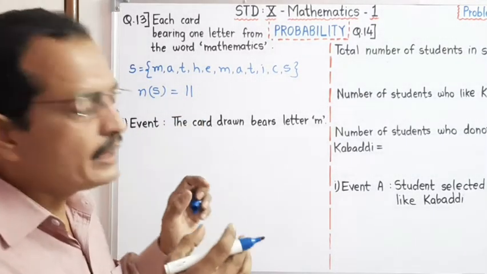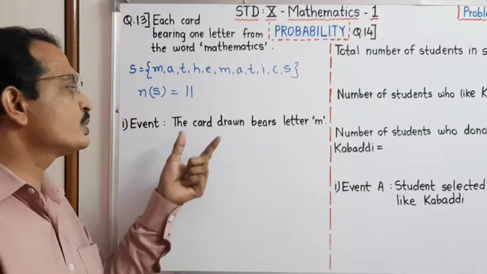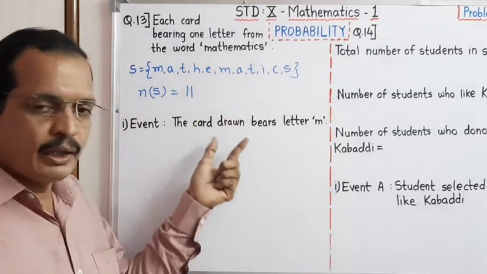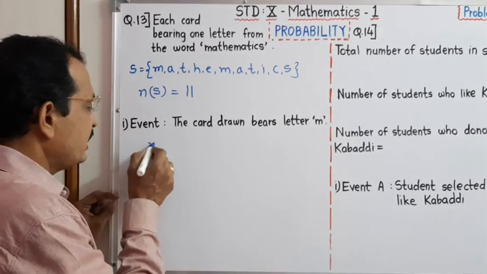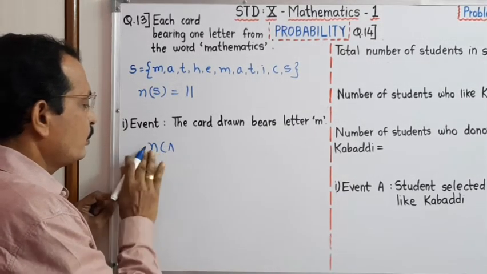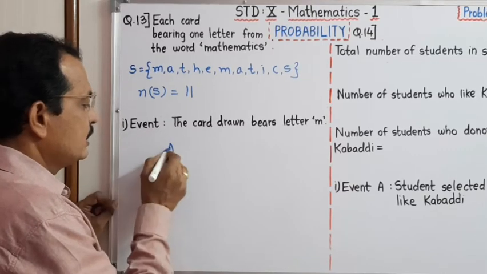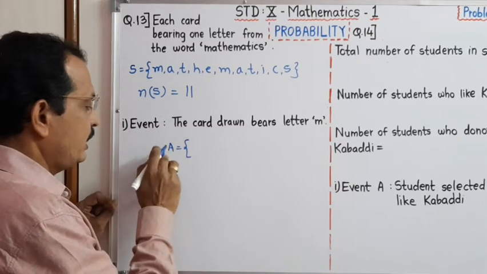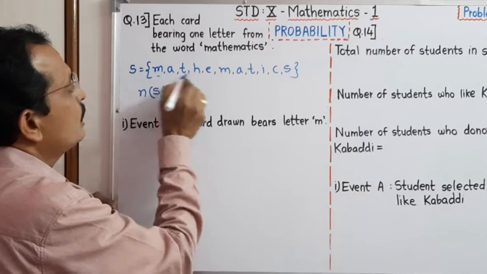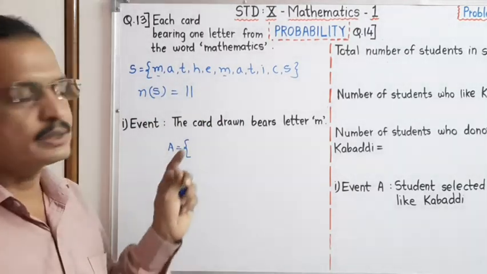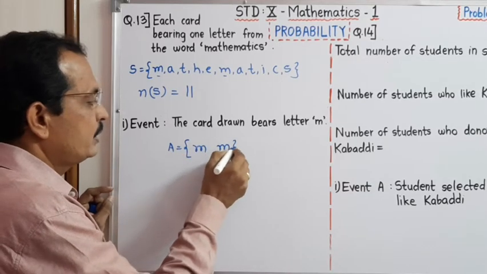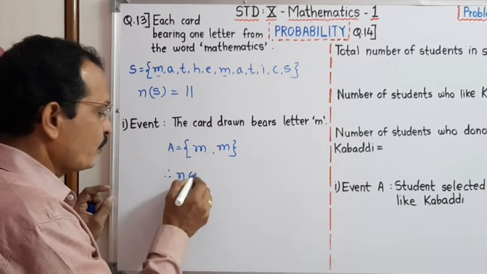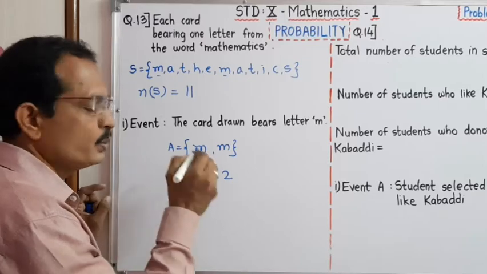Now from these 11 cards, we have to choose one card, and on that card there is the letter M. For that purpose, event A is there. Therefore we have to write the sample space for event A. There are two cards with the letter M, therefore we can write M and M here. Therefore n(A) is equal to 2.